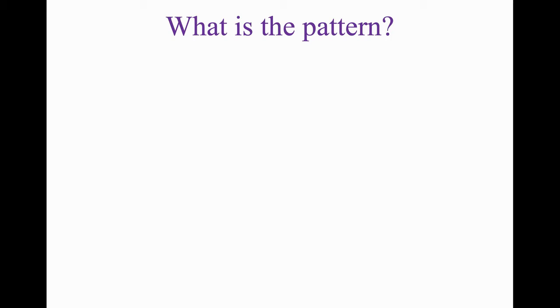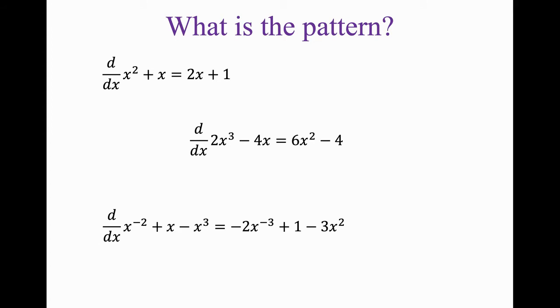So here's another pattern. See if you can figure it out. In these problems, we're taking the derivative of polynomials. In the previous patterns I showed you, they were all monomials. So all we're doing here is notice the derivative of x squared will be 2x. The derivative of x is 1.